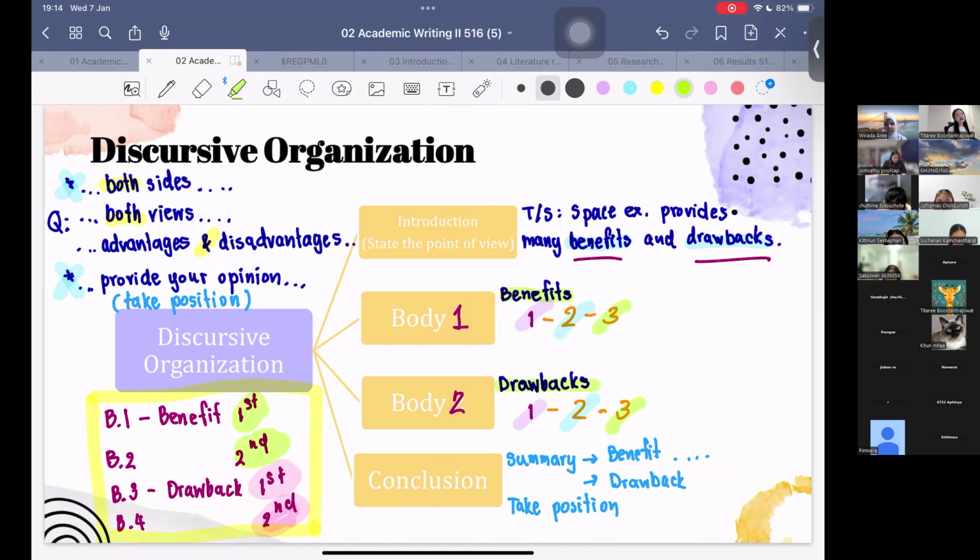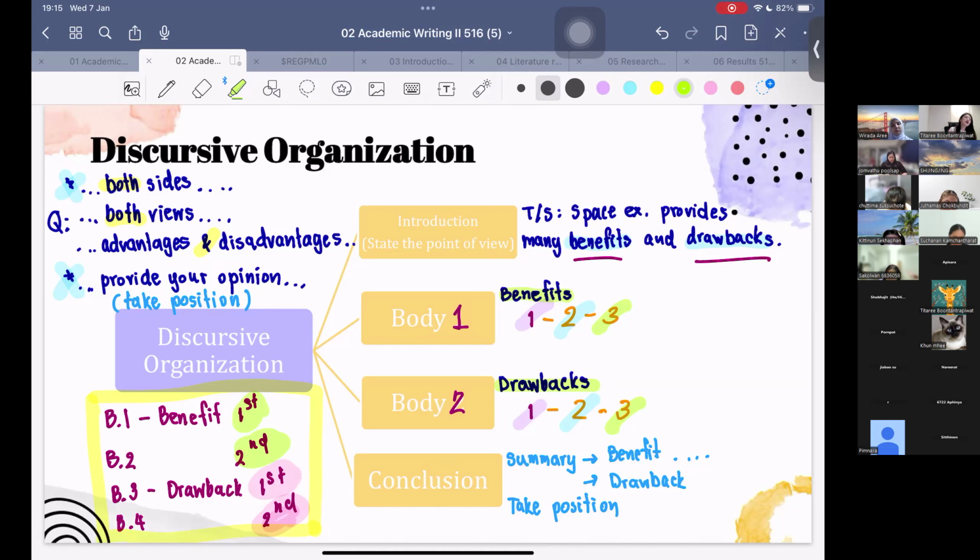And in the conclusions, again, you just provide a summary of what the benefits are and what the drawbacks are. If the question asks you to take a position, then tell your position at the very end. You think it's a good thing, you think it's bad, you think this is more beneficial, or this is just not beneficial at all. So you add the position after you provide the summary. After you take the position here, you can add final comments or not, that's up to you.